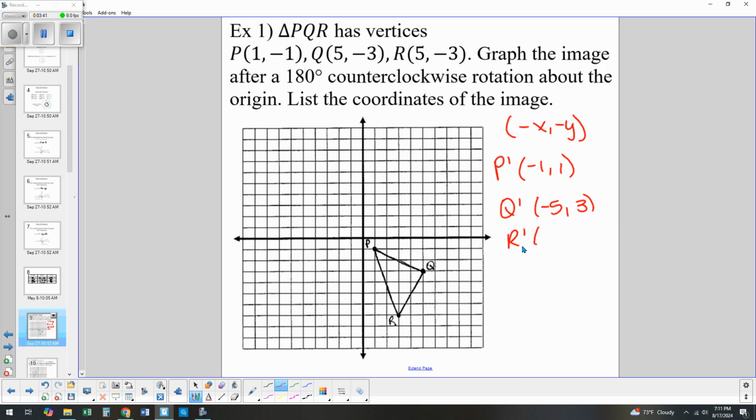Uh-oh. Those shouldn't say the same thing. Let's see where R really is. 3, -7. Let's try this again. So R prime should really be -3, +7. So now I can graph -1, 1 for P prime, -5, 3 for Q prime.